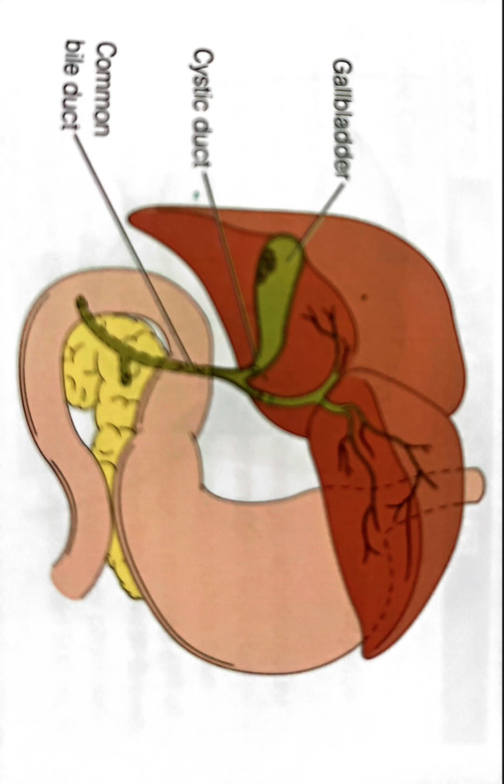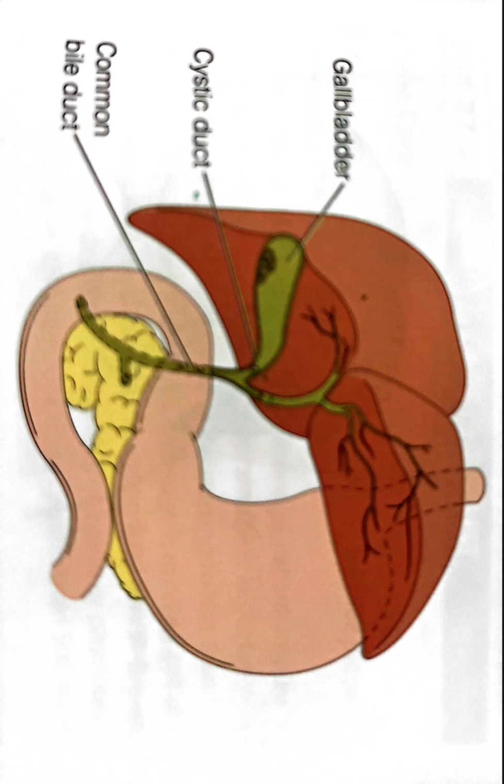Now these stones will start to move. They will migrate to the bile duct, and then they'll cause ductal inflammation. So that inflammation of the duct is what we call cholangitis. And then when the stone continues to form, we have what we call cholelithiasis.